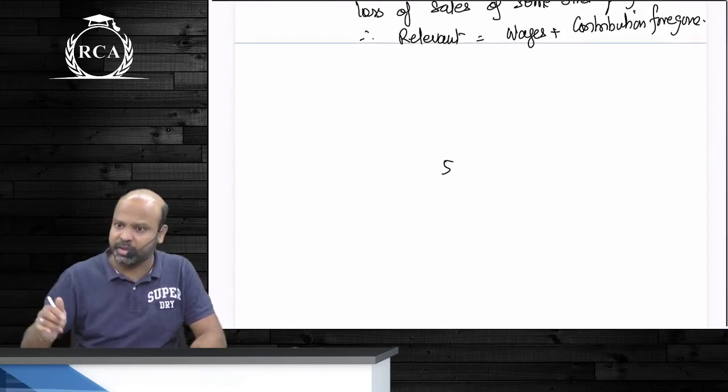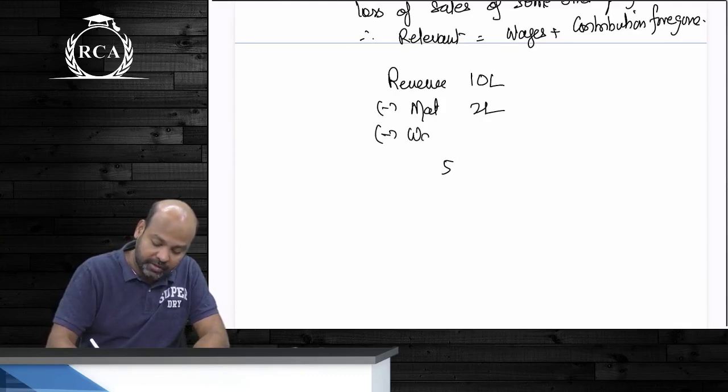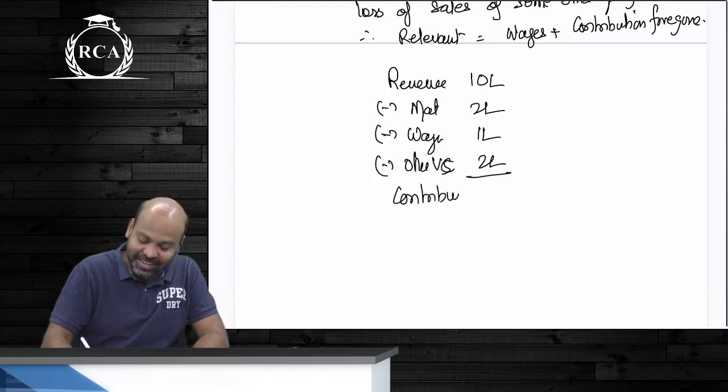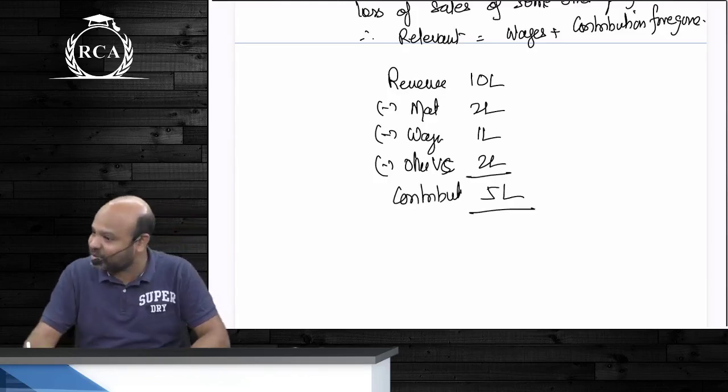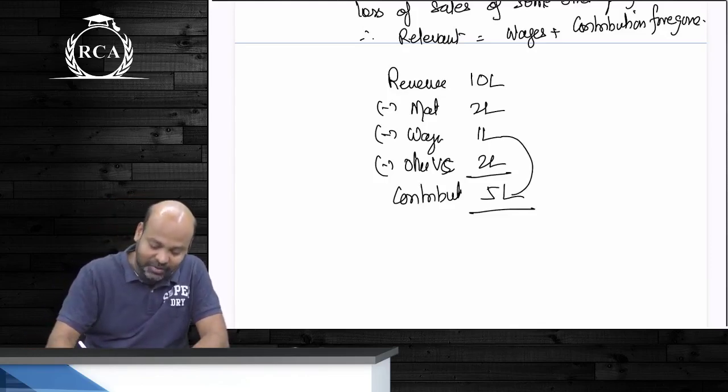I made a calculation mistake. All right. What were the figures that I said? Revenue 10 lakhs, material 2 lakhs, wages, other variable cost 2 lakhs. So what was the contribution? 5 lakhs. Yes or no? So you either take 5 lakhs plus 1 lakh, or if you do not include 1 lakh, how much will you get?